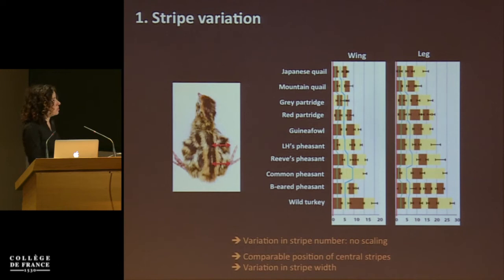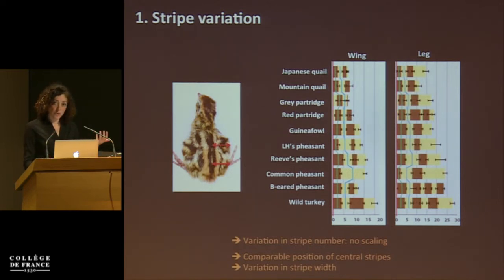And then the second observation that Nicolas made is that when he looked at the centralmost stripe, so the central black stripe or the lateral yellow stripe, he could see that independently of the size of the dorsum, these stripes were always kind of in a comparable position. But on the contrary, their width varies a lot. So comparable position, variation in width.